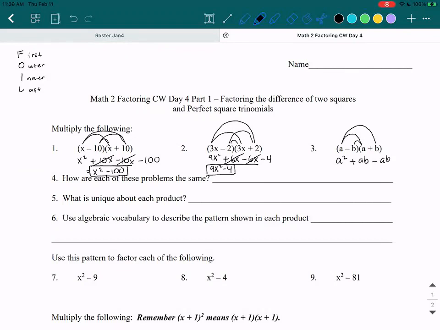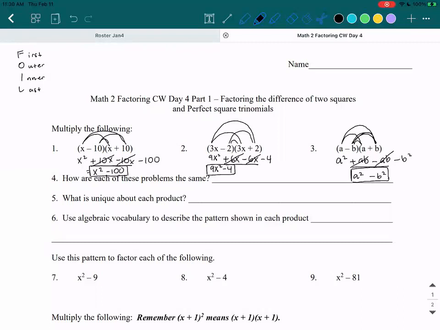I'm just writing the a first because of alphabetical order. You could write negative ba, it's the same thing. And then finally, L for last, so that would be the negative b multiplied by the positive b, and that would be minus b squared. So we FOILed this, and our last step is to simplify the middle two terms. They cancel out because plus ab minus ab means you added it, then you took it away right away. It just goes to nothing. Then we would be left with a squared minus b squared.